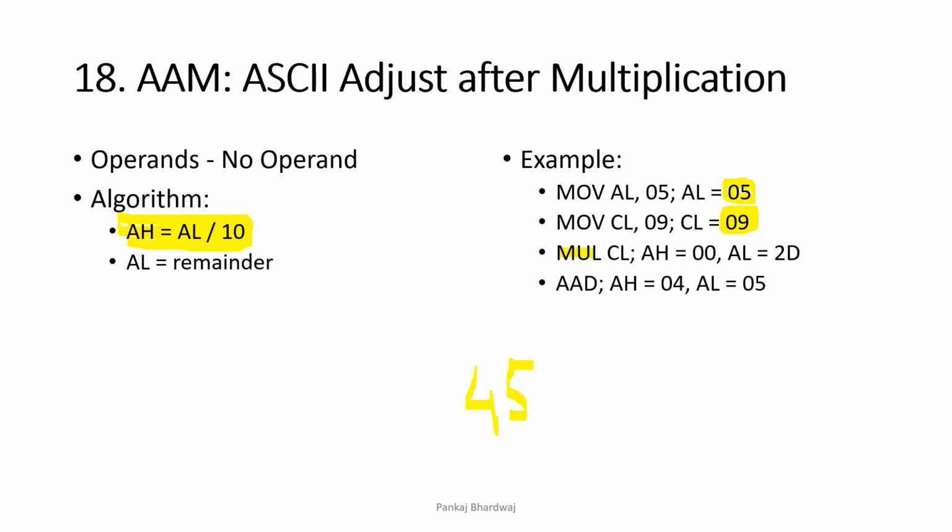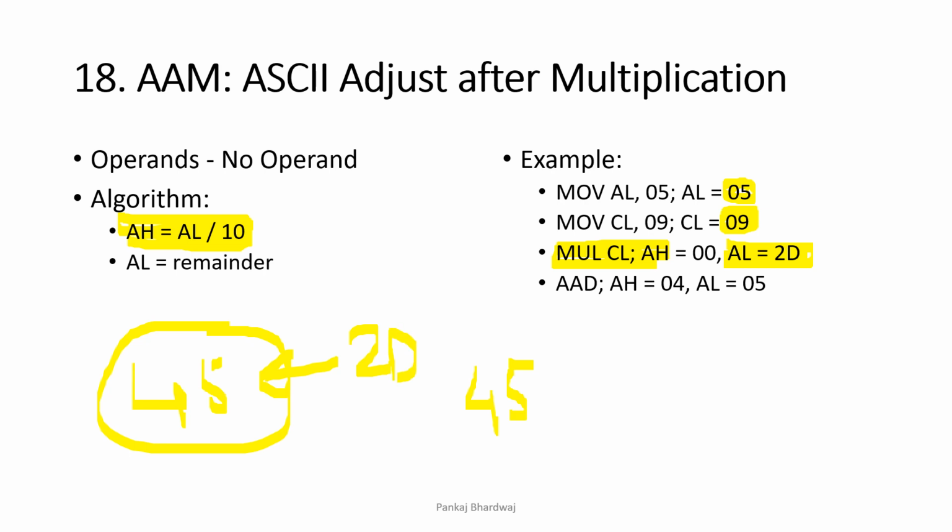But if we multiply CL with AL, then the result will come as 2D and AH will be 0. And that 2D is basically 45 decimal, which is nothing but 2D in hexadecimal. So after this AAM command, what we get is 05 separated and 04 separated. So 05 will be AL and 04 will be AH. Clear? Thank you.